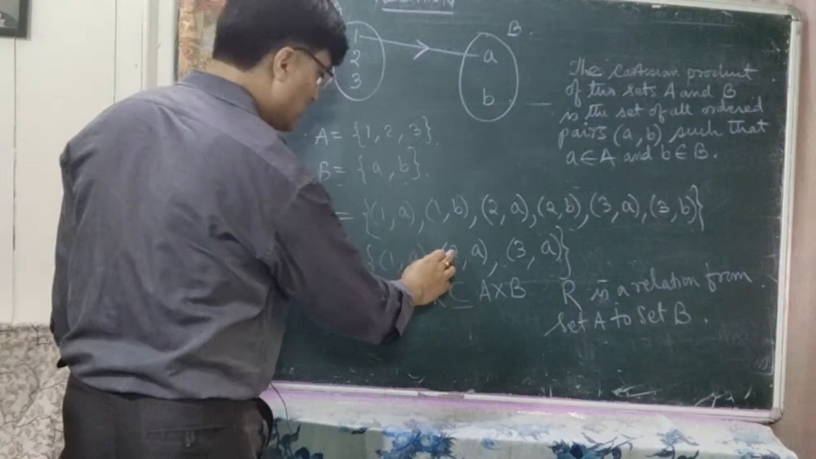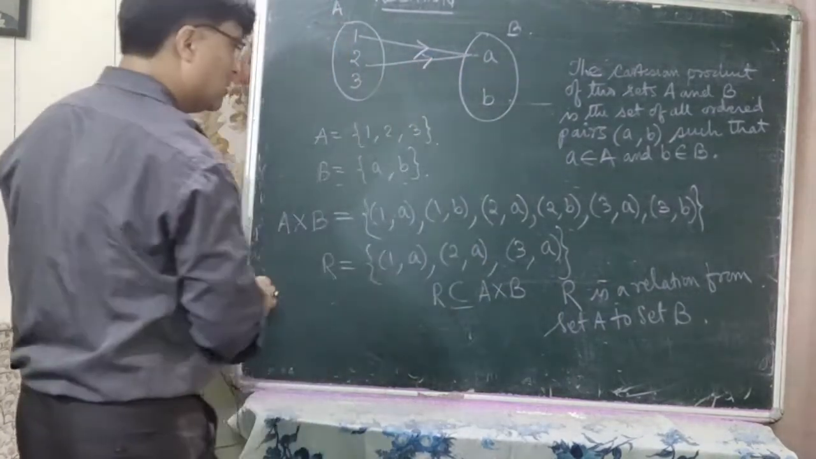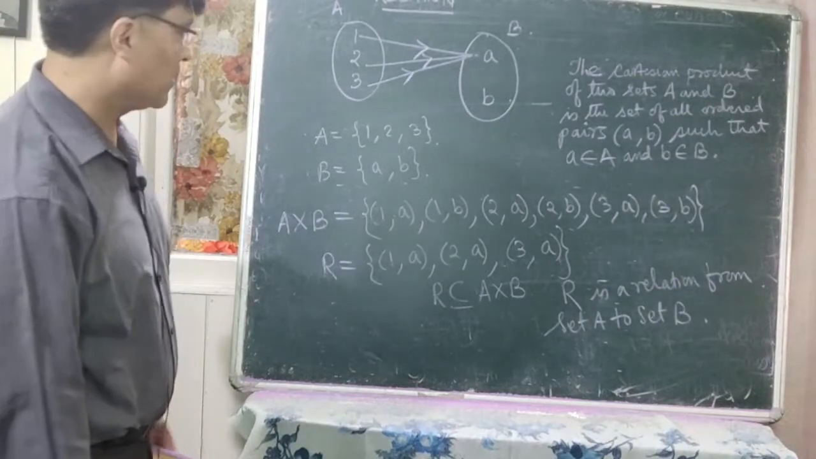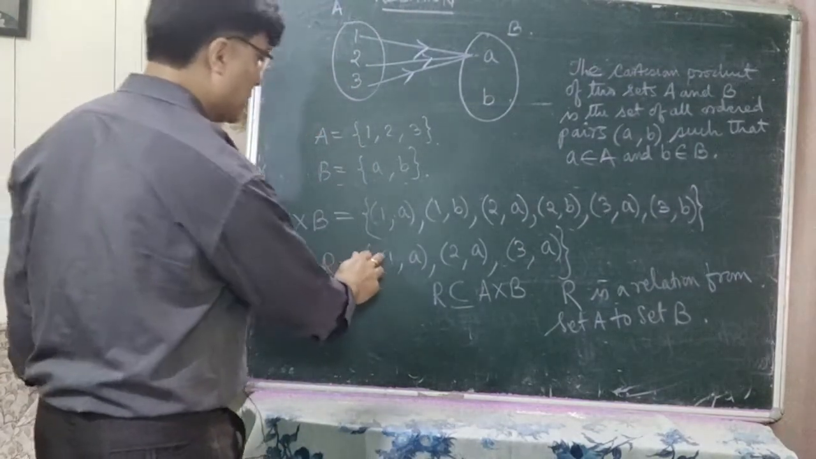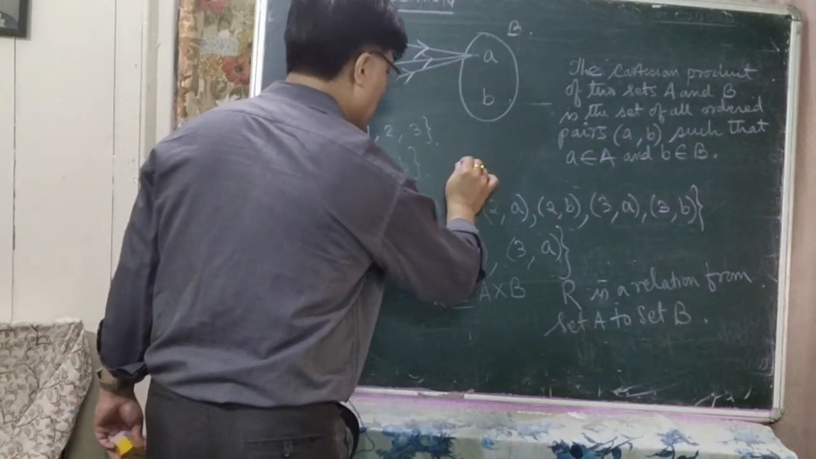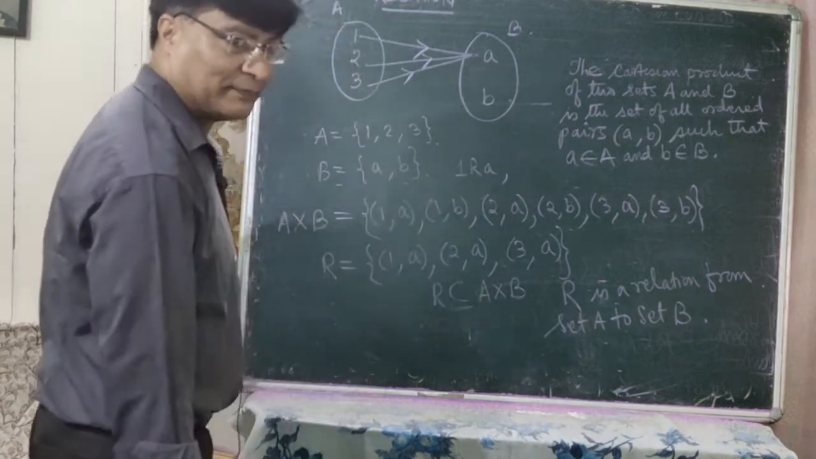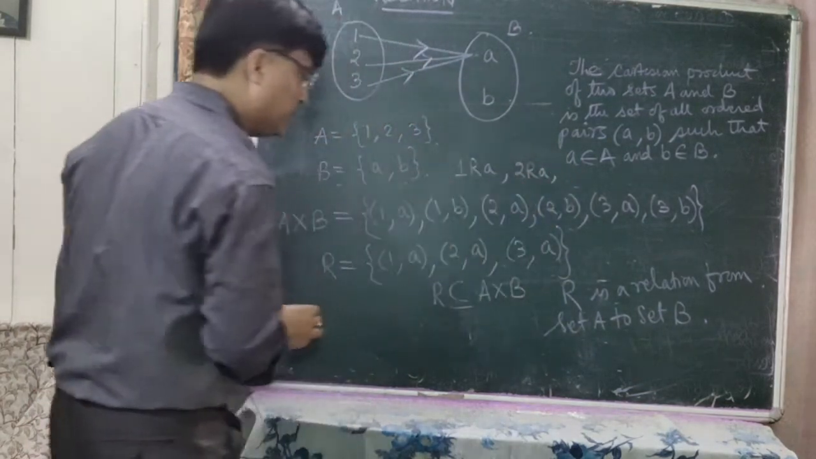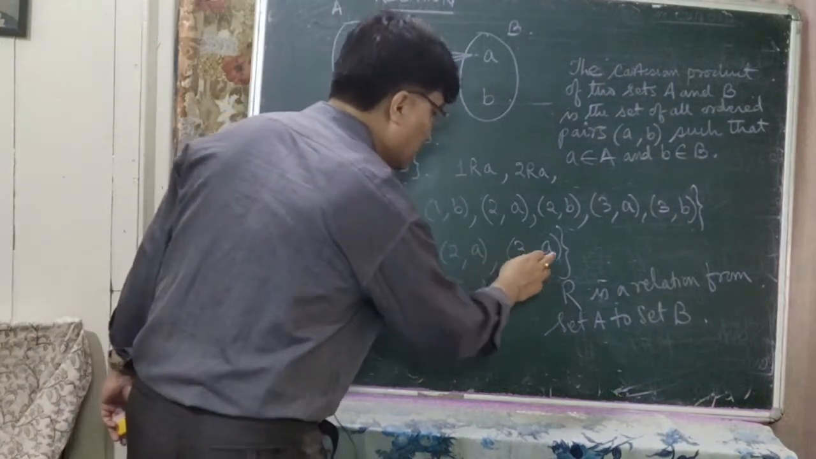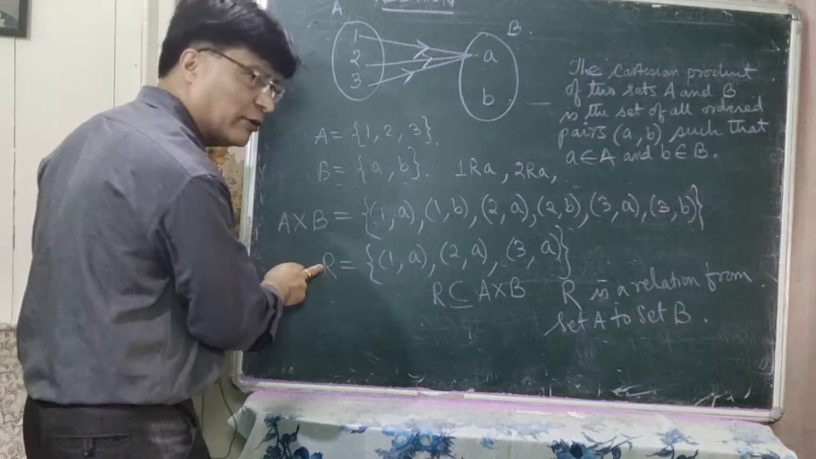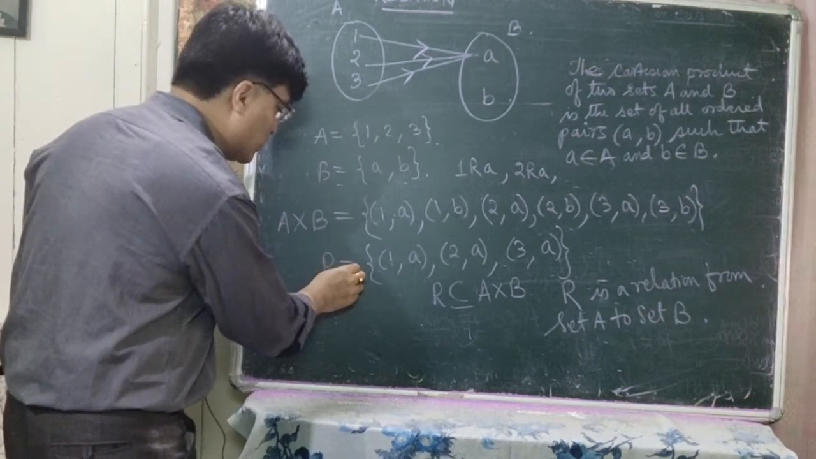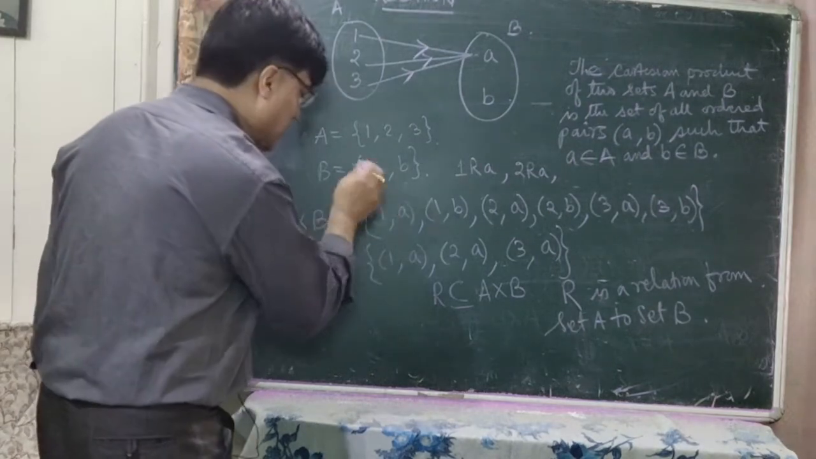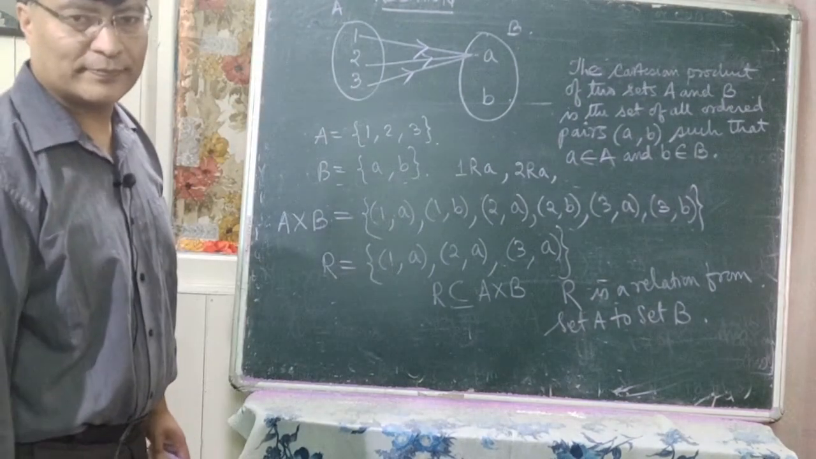Then 2 is in relation with a, and also 3 is in relation with a. So you have a relation. The 1 comma a means 1 is in relation with a, 1 R a, right? This 2 comma a means 2 is in relation with a, 2 R a, right? And 3 comma a, we take all of them and write them in the set R. So R becomes a relation. Is that clear? R is said to be the relation from the set A to the set B if R is a subset of A cross B. Is that clear?